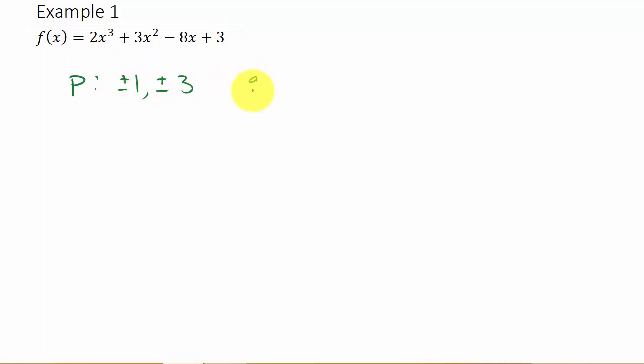Okay, and then we need to find the factors of Q. Well, the factors of 2, that's going to be plus or minus 1 and plus or minus 2. Okay. Then we need P over Q. So P over Q.